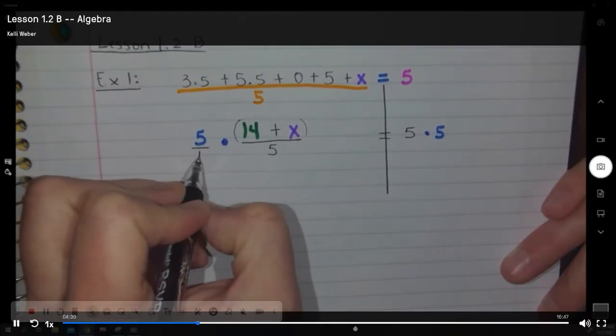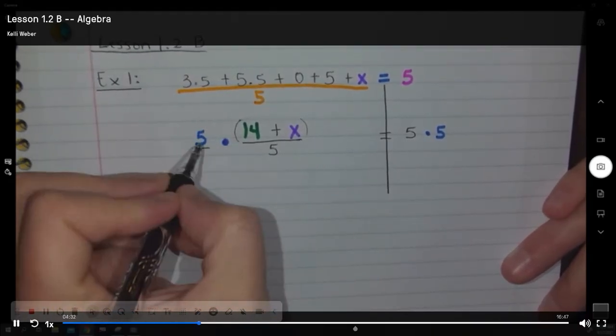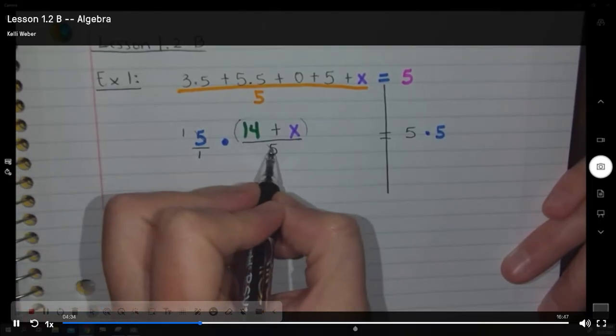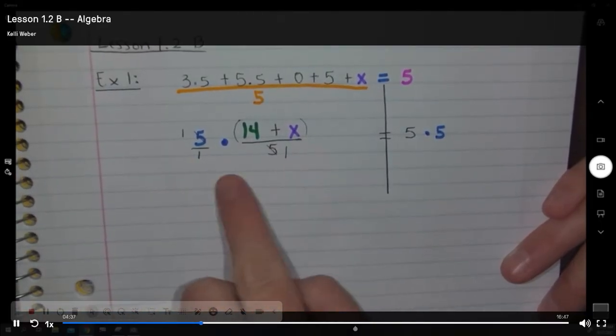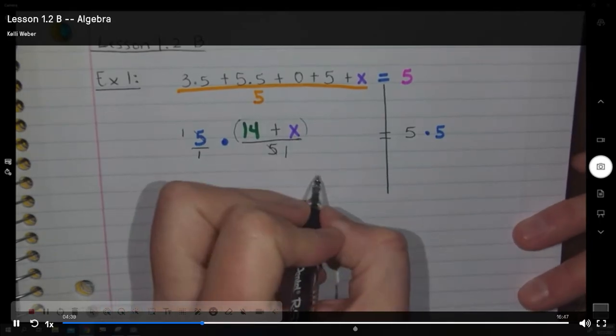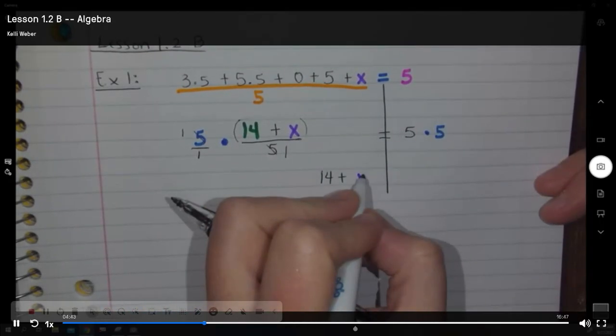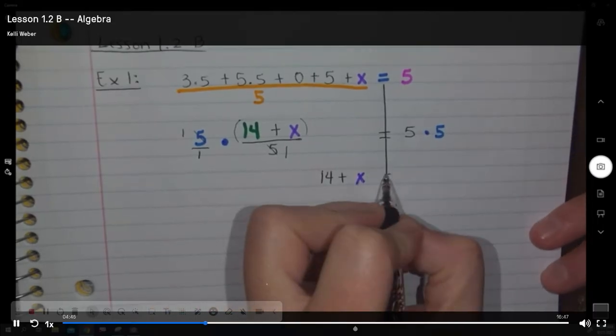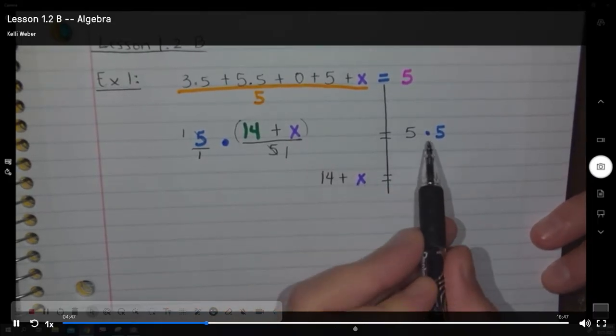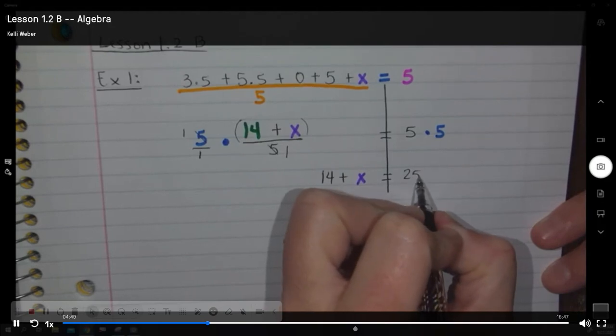Remember, when we're thinking about it as fractions, I can cross reduce here. 5 goes into 5 once, 5 goes into 5 once. So I'm left with 14 plus x on the left side here. So then 5 times 5 is 25.